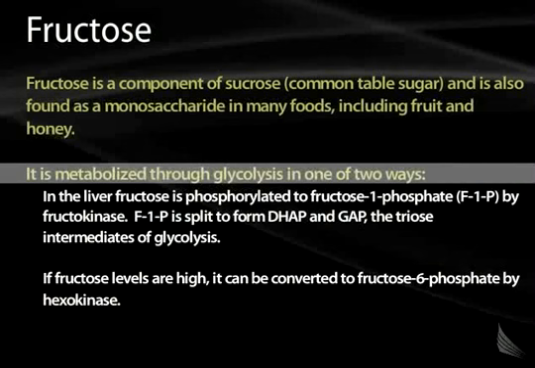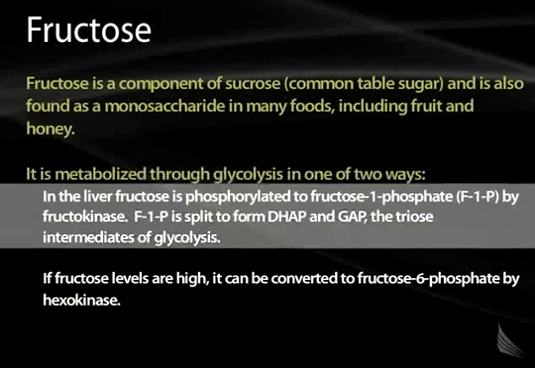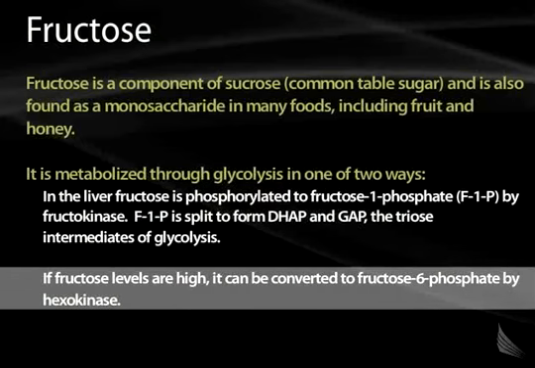Fructose is metabolized into intermediates of glycolysis in one of 2 ways. In the liver, fructose is phosphorylated to fructose 1-phosphate by an enzyme called fructokinase. Fructose 1-phosphate then is split to form dihydroxyacetone phosphate and glyceraldehyde 3-phosphate, which are the 3-carbon intermediates of glycolysis. Now, alternatively, when fructose levels are extremely high, it can actually be converted directly to fructose 6-phosphate by hexokinase, which we'll learn about in a few minutes. And then fructose 6-phosphate is an intermediate in glycolysis.